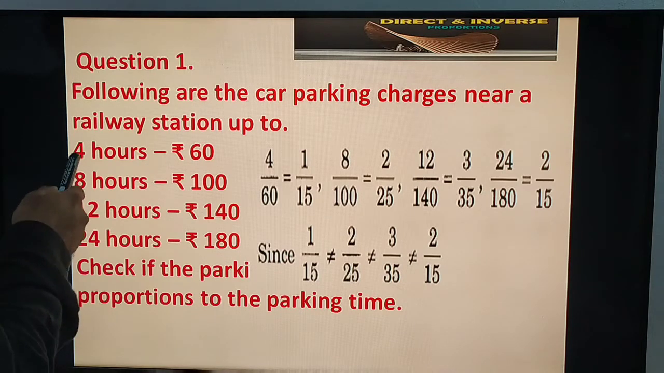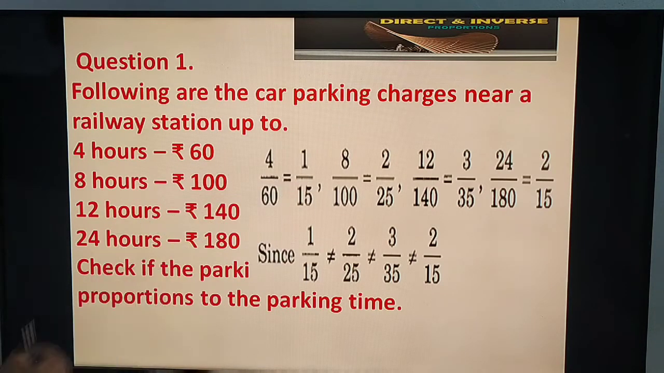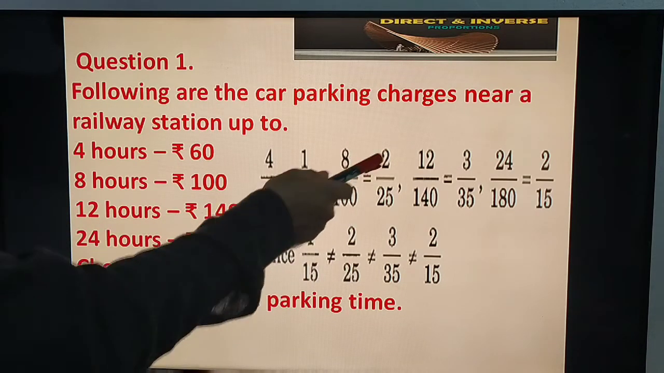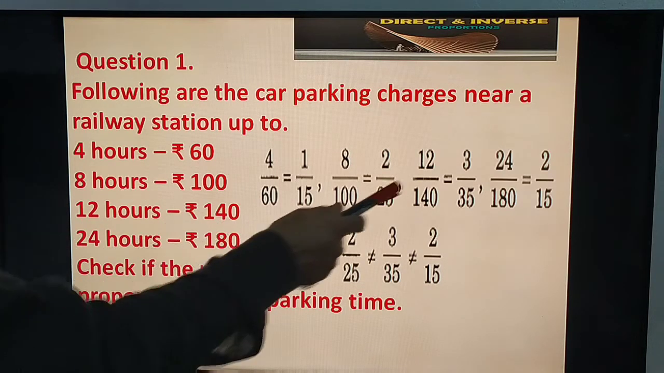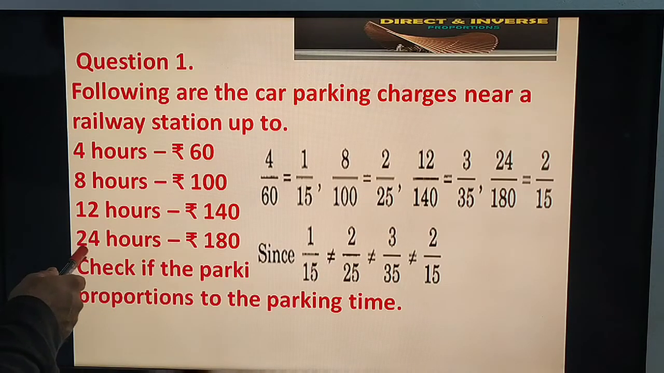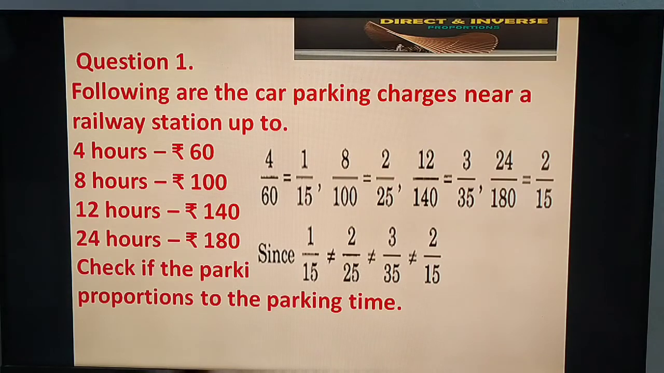Now let us find the ratio of it. 4 hours, 60 rupees charge means 4 by 60, that is equal to 1 by 15. 8 hours, the parking charge is 100, 8 by 100, that is equal to 2 by 25. 12 hours, 140 charge means 12 by 140, that is equal to 3 by 35. And 24 hours, parking charge is 180, so 2 by 15.